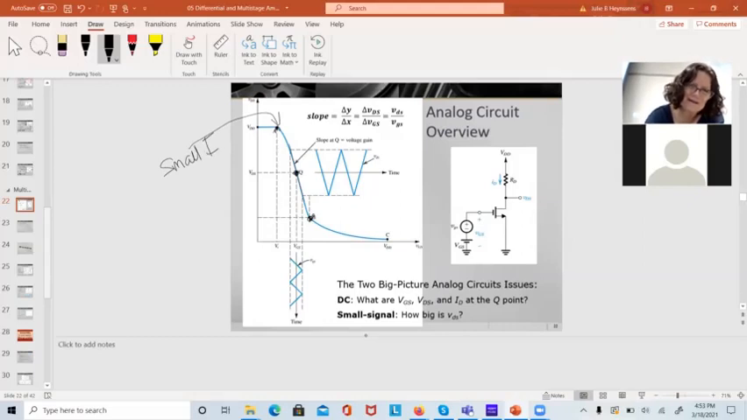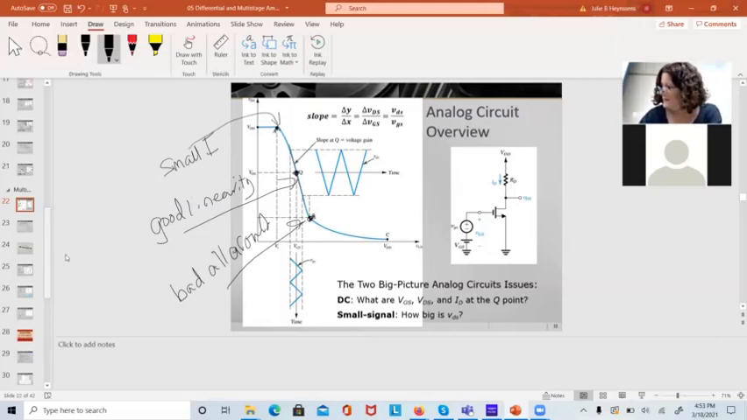Small I, good linearity. Bad all around. We're getting close to the end. This is my least favorite part of this class. I'm trying to think of any time when you actually want to have high power consumption. Just for the sake of having high power consumption?